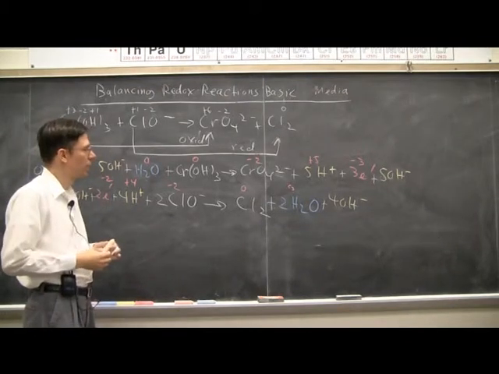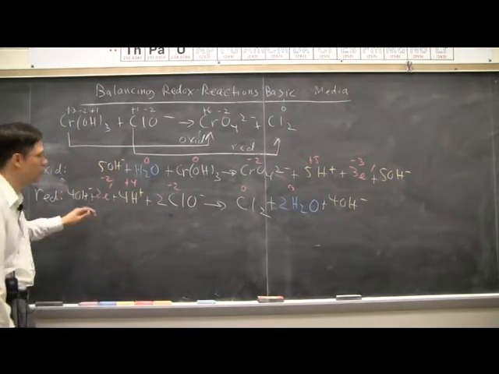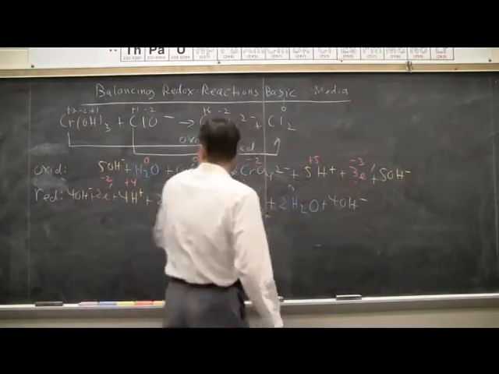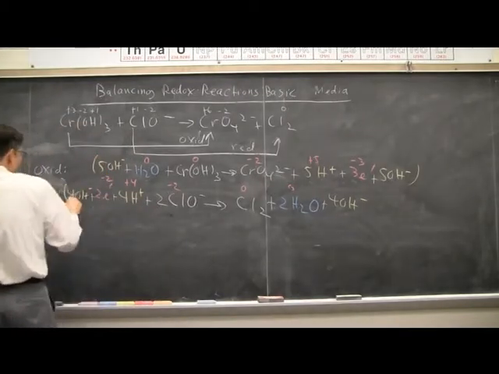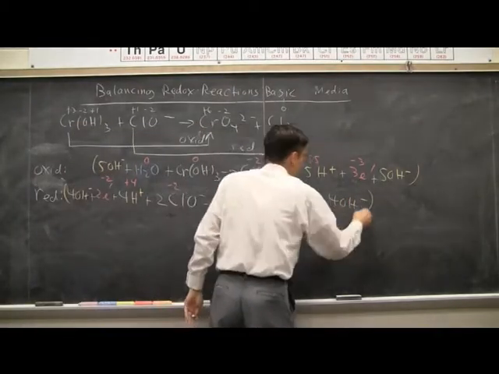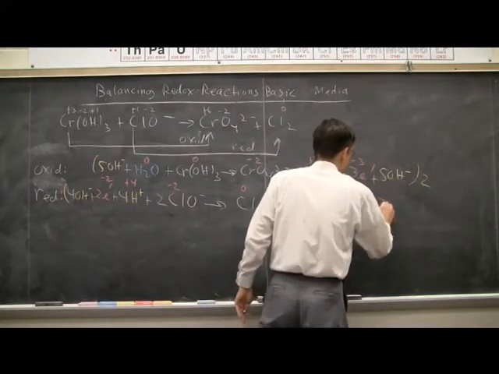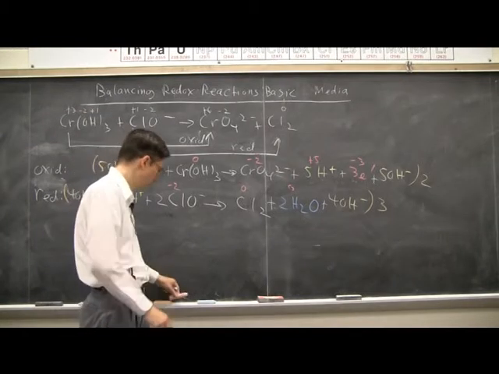Now what we'll have to do here is multiply one or both reactions to equal out the electrons. Well, we see we have 3 here, 2 over here. So what I'm going to do is multiply this whole thing by 2 and this whole thing by 3. That way the electrons will balance out.